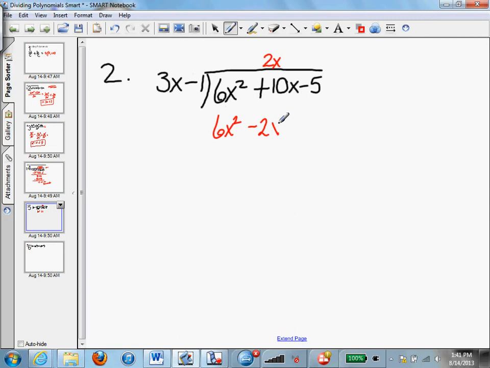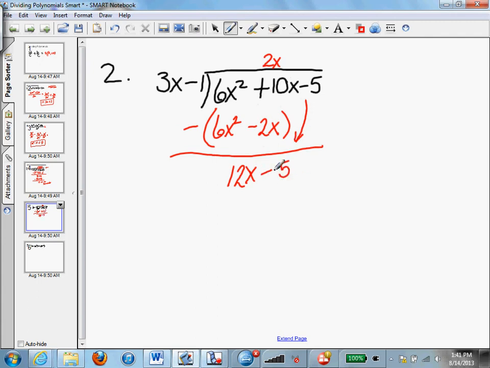Now let's go ahead and subtract, because we have parentheses out in front, which would distribute across. So 6x squared minus 6x squared gives you nothing here. So we have 10x minus a negative 2x. That's really going to give you a positive 12x, because the negative times the negative is positive, so you'd be adding the 10 and the 2. Now what you need to do is bring down the negative 5.